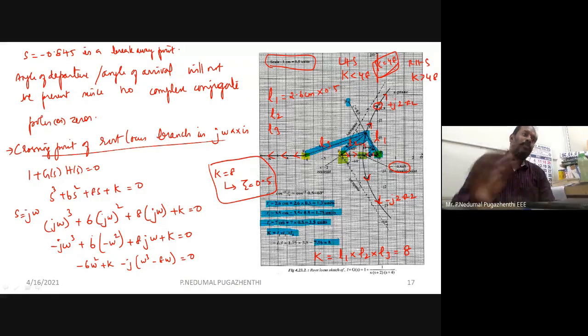So what does this provide you? This provides you the stability region. How far you can vary your gain value to maintain your system in the stable part. Okay, so that's the idea.